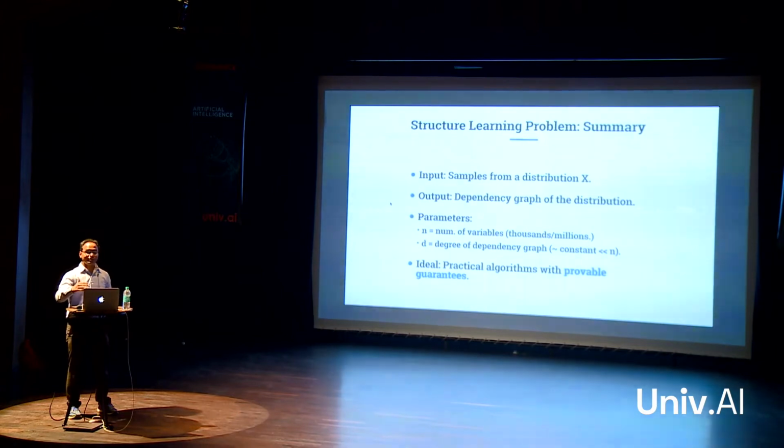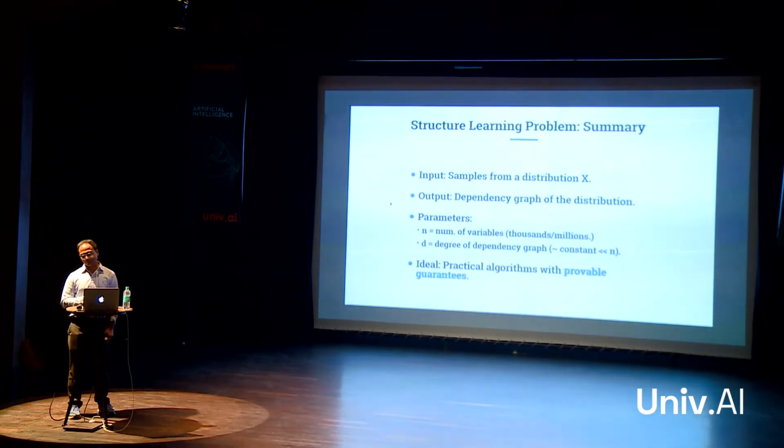So here's a summary of the problem that I'm trying to solve. So far I've only talked about formalizing the question. So we have input, which are samples from a distribution, and our goal is to learn the dependency graph of the distribution. And the 2 main parameters to keep in mind are n, which is the number of variables, which we should think of as being thousands or millions, and d, which is the max degree of the dependency graph, which you should think of as a constant.